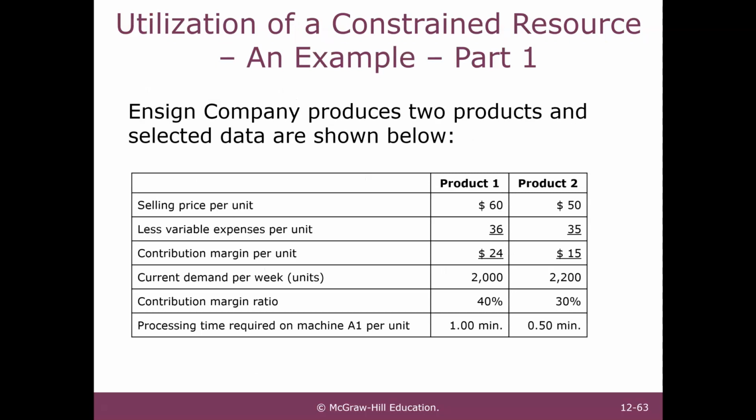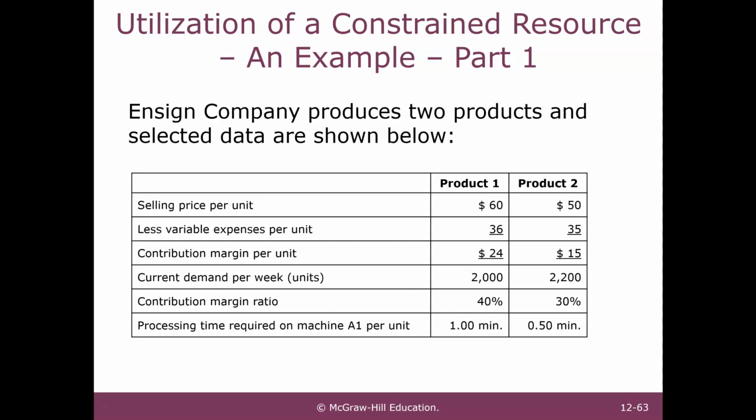Here we have two products. The selling price for product 1 is $60, for product 2 is $50. Less their variable expenses gives the contribution margin for product 1 of $24 and the contribution margin for product 2 of $15. The contribution margin ratio is 40% for product 1, only 30% for product 2.